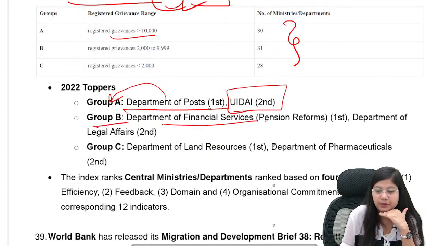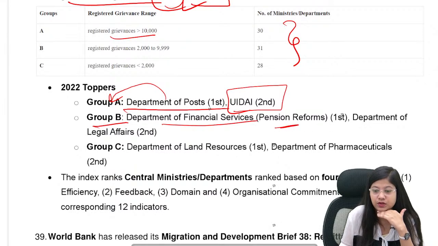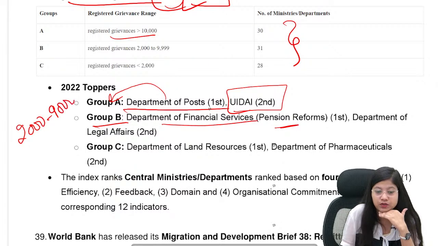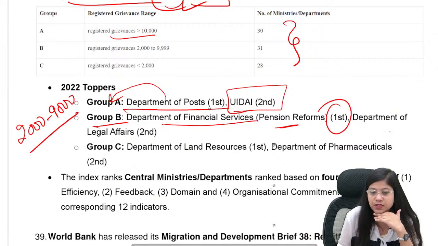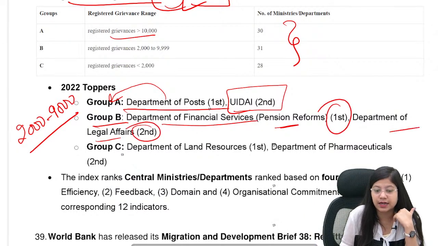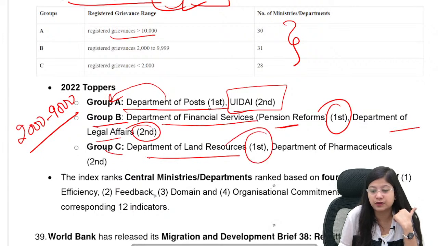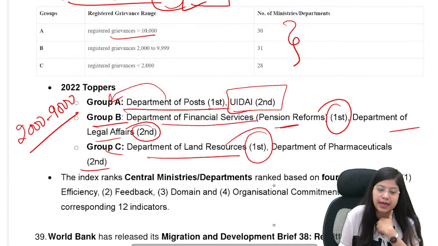Group B, Department of Financial Services, which is for pension reforms, which has received the complaints between 2,000 to 9,000. Now this is the number of complaints. Okay, so it is at the first. Then Department of Legal Affairs is at the second. Group C, Department of Land Resources at first, Department of Pharmaceuticals at second.